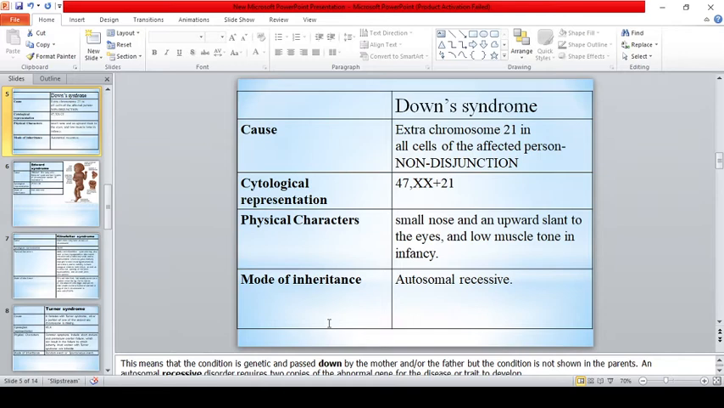Students, you can take notes. While taking notes, please highlight these cytological representations, which can be asked for 1 mark. The cytological representation for Down syndrome is 47XX plus 21. Next we go to the physical characteristics. The main physical characters are a small nose, an upward slant to the eyes and low muscle tone in infancy. The main mode of inheritance of this disease is autosomal recessive.